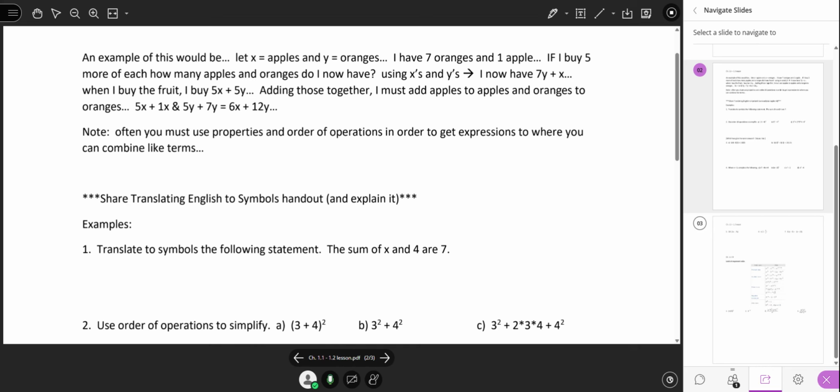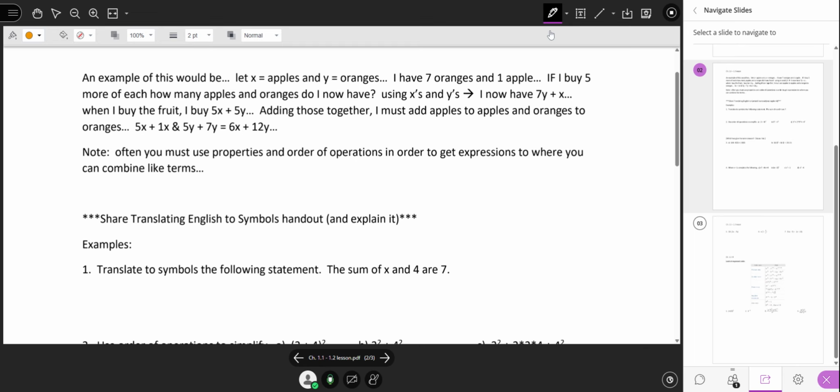Now, an example of equations and putting things together and combining like terms would be like this. Okay? Let x's be apples, y's be oranges. I've already got 7 oranges and 1 apple. And I buy 5 more of each. Okay? Using x's and y's, I've got 7 y's and 1 x. I buy 5 more of each, so 5 x's and 5 y's.